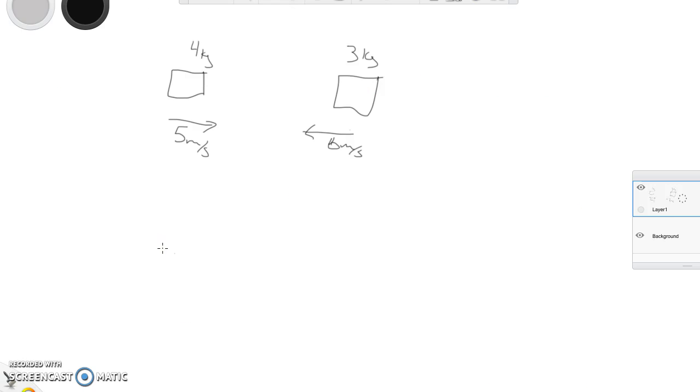So momentum is a vector, which means the direction it's traveling is really important. So in this system, we have 2 objects, and they're actually traveling towards each other, and we're finding the momentum here too. They have to work a little bit differently though. Okay, so this 4 kilogram object has a velocity of 5 meters per second.